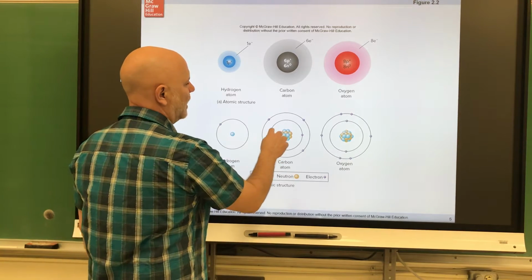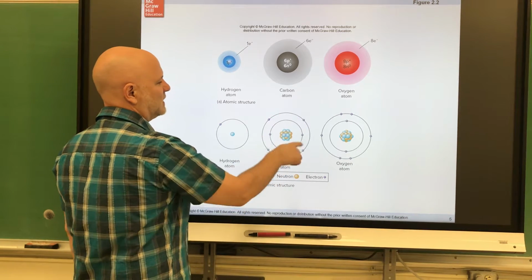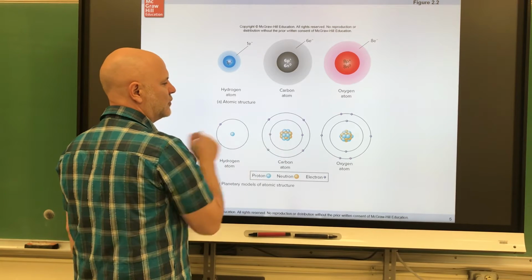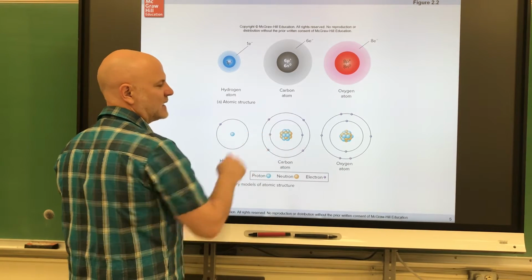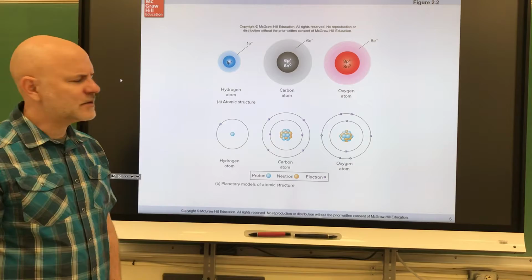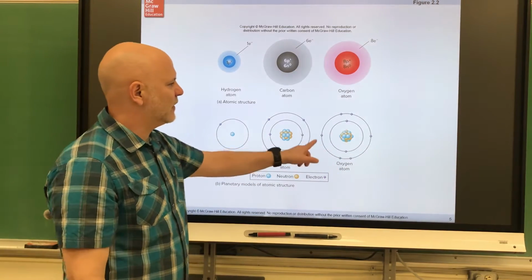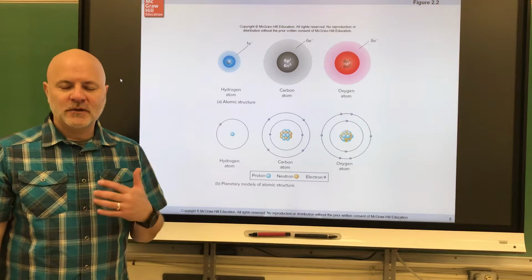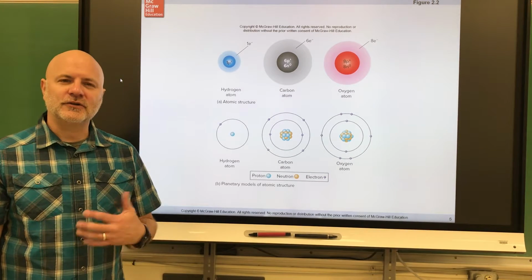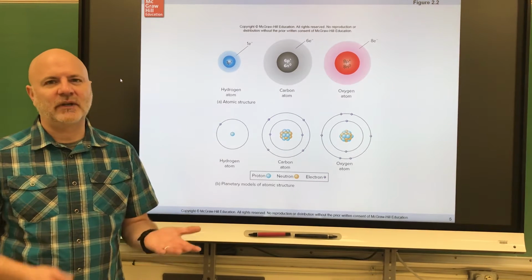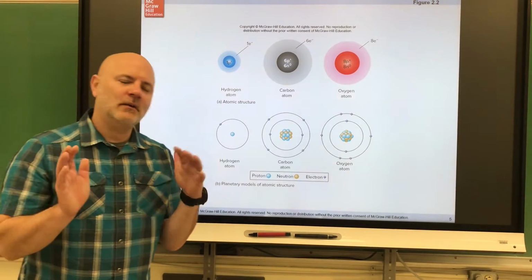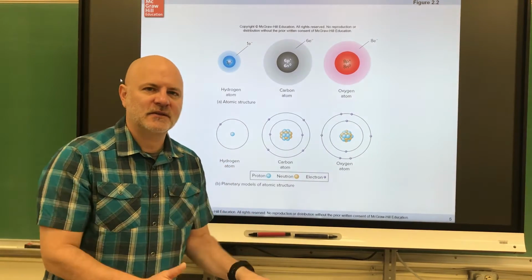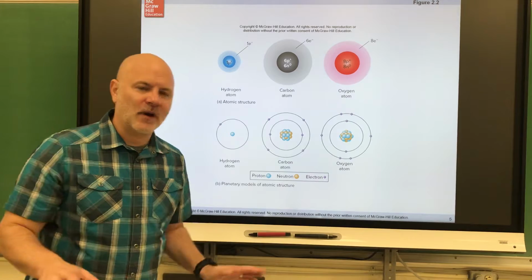Here is carbon, which has 6 electrons, and so 2 are in its first energy level, 4 in its second. Here's oxygen, 2 in its first, and then 6 in its second. So the first energy level can only hold 2 electrons. The second energy level and up can hold 8. Now, if you take a chemistry class, you can learn about these sublevels and stuff like that. We're not worried about any of that.